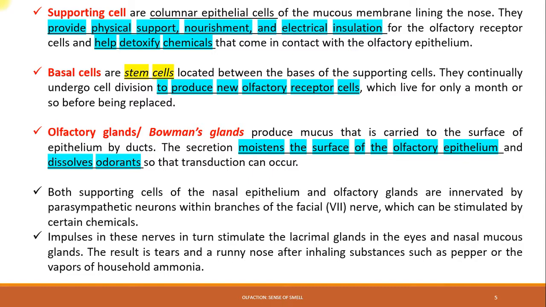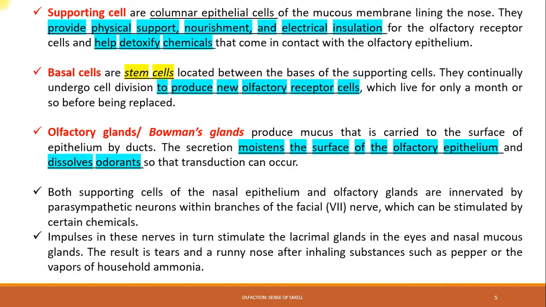Okay, so next structural feature of olfactory epithelium is olfactory glands, also called Bowman's gland. So what they do, they produce mucus that is carried to the surface of epithelium by means of ducts. So when a duct is present, the type of gland which we are talking about here is an exocrine gland.